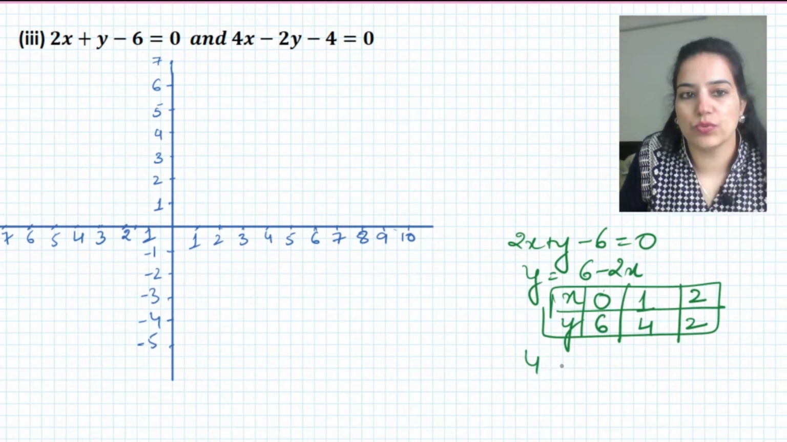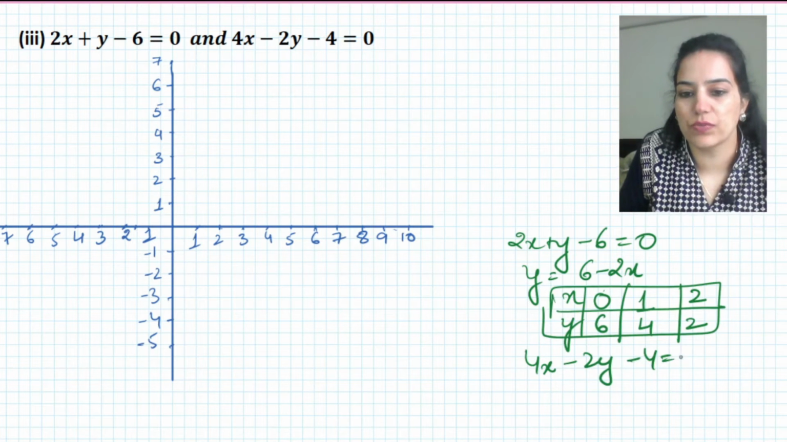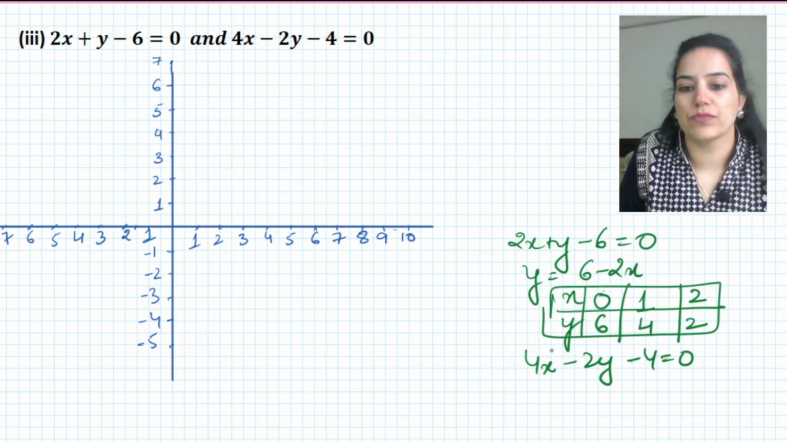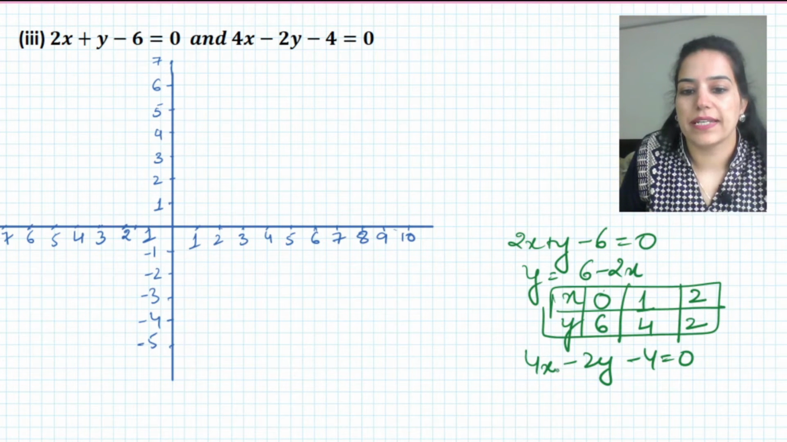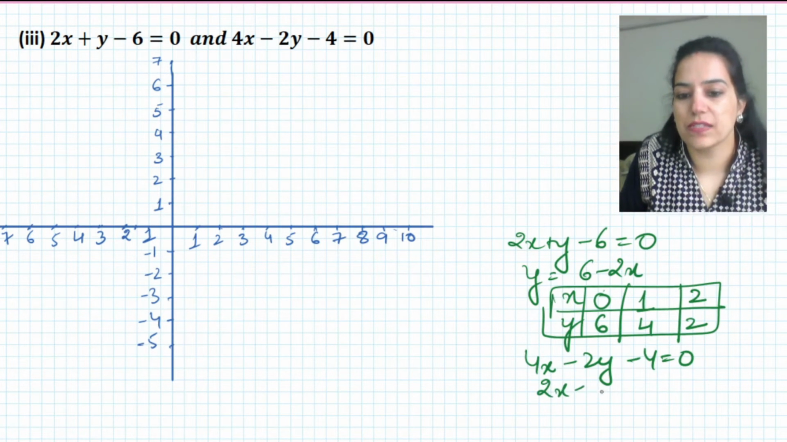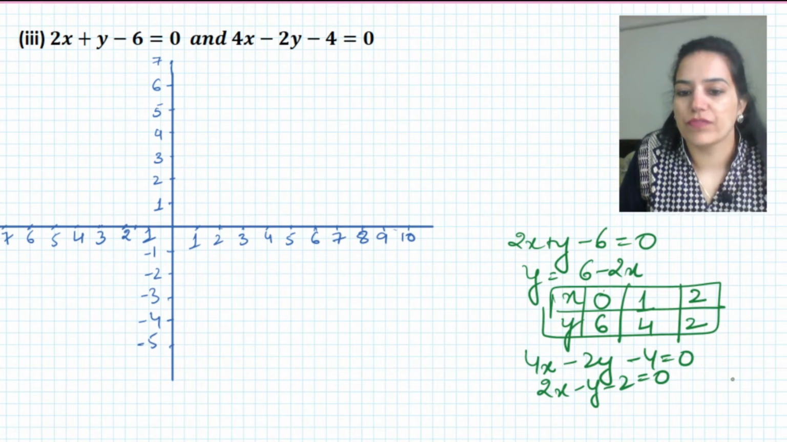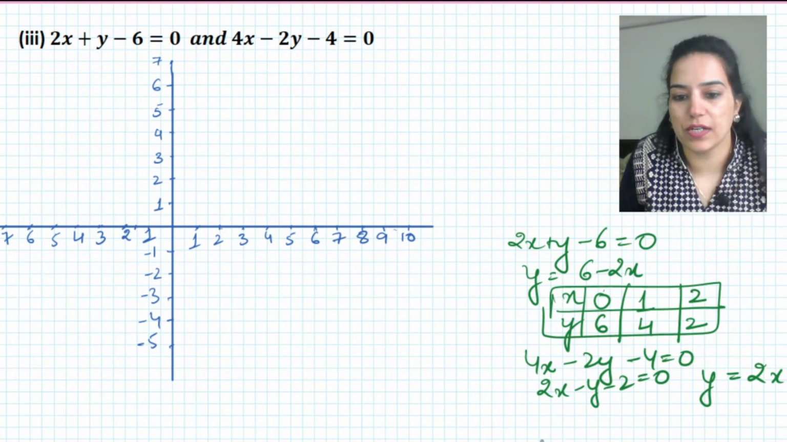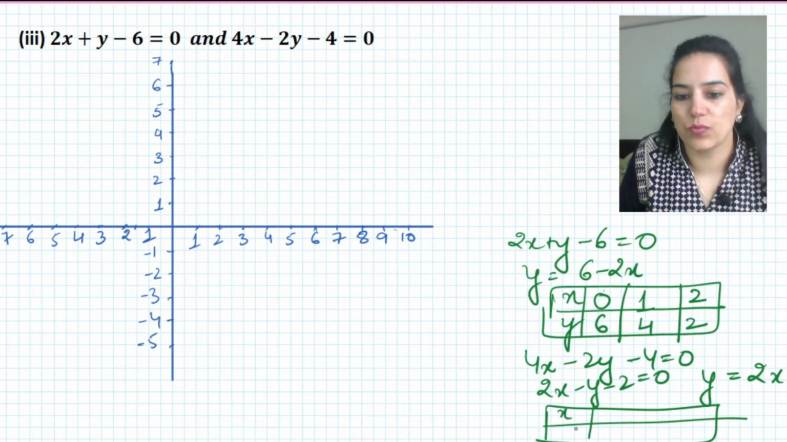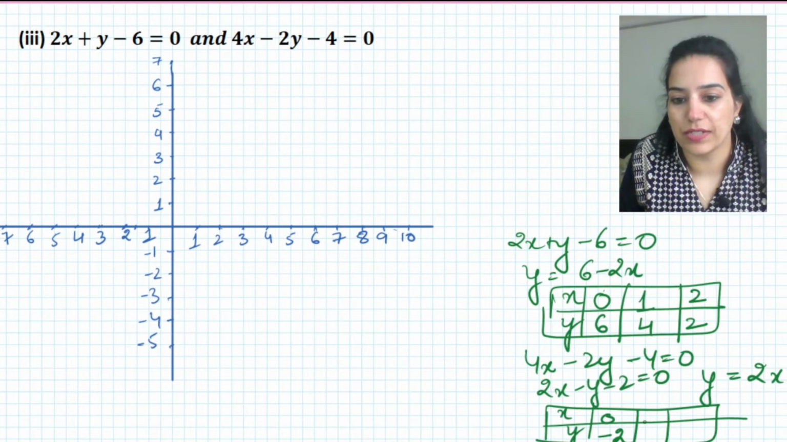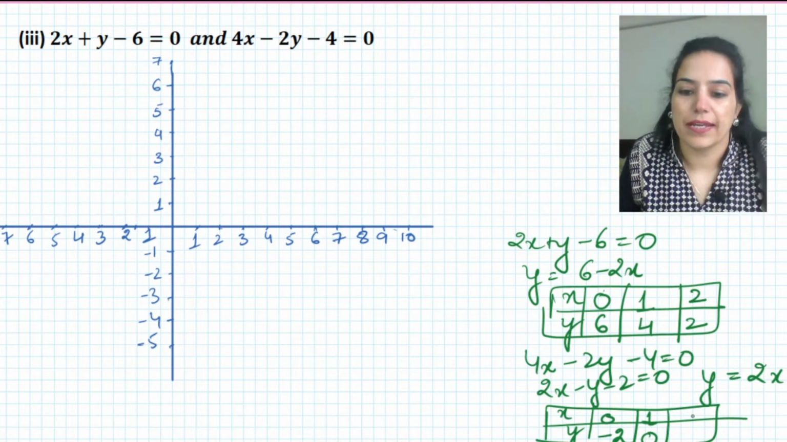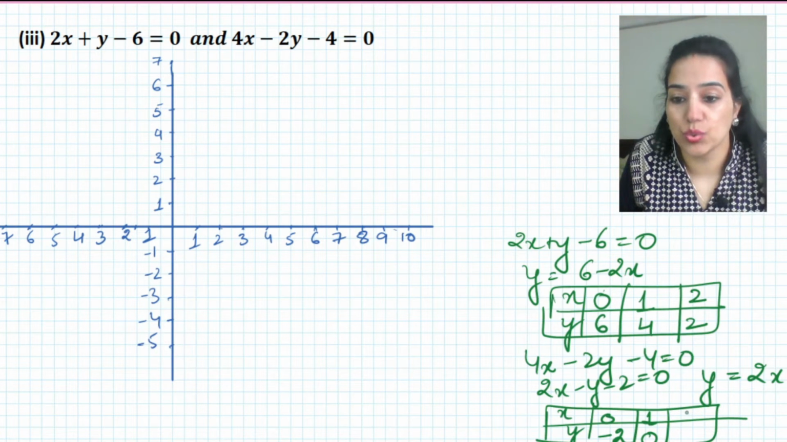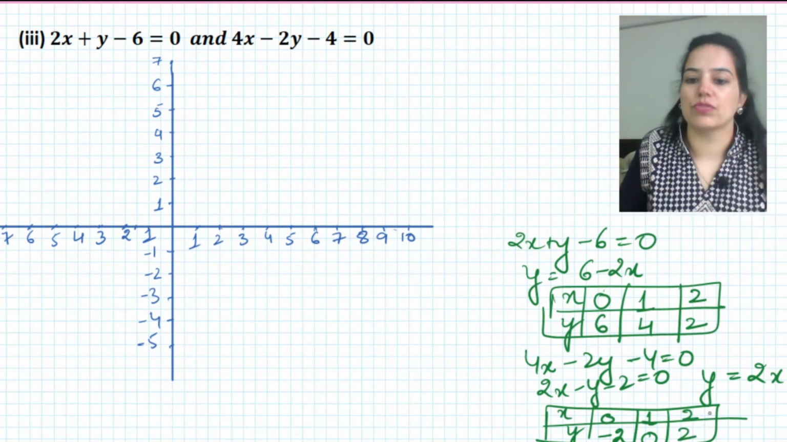And the other one is 4x minus 2y minus 4 equals 0. I can take 2 common out of all of them though. So I'll make it 2x minus y minus 2 equals 0, or y equals 2x minus 2. And if I find the points now, x, y. If I put x equals 0, y equals minus 2, right? And if I put x equals 1, then y equals 0. And if I put x equals 2, then y is also equal to 2.